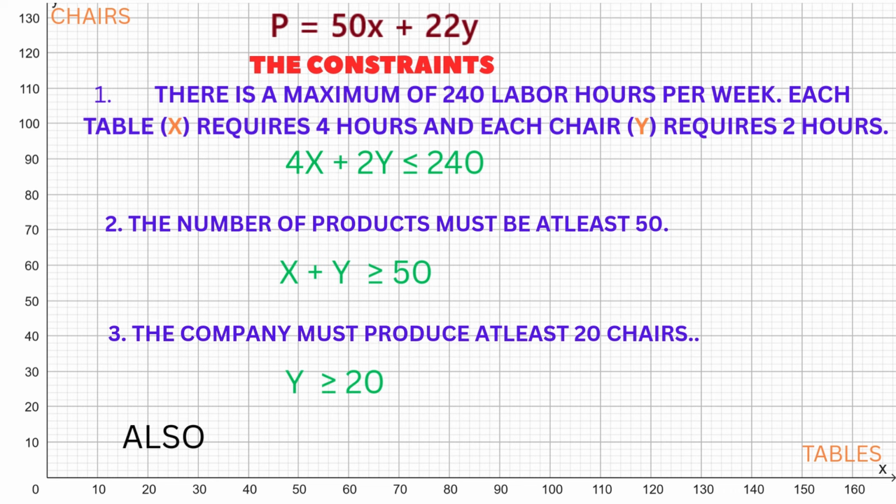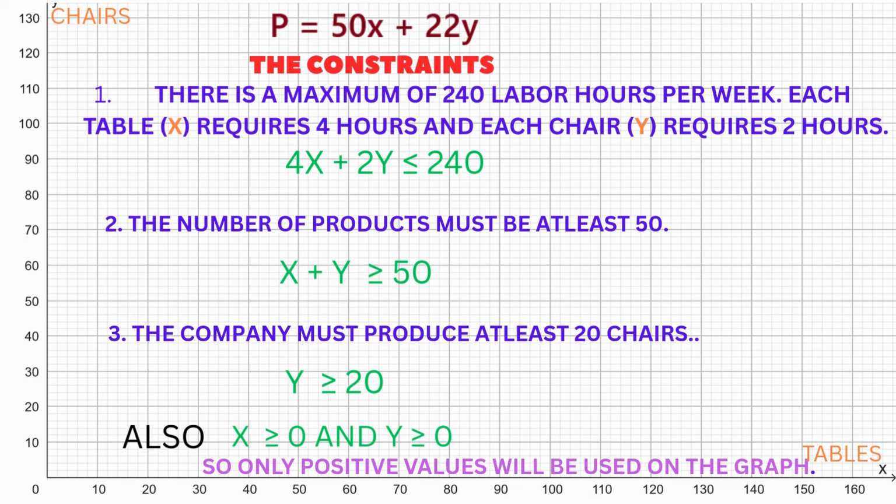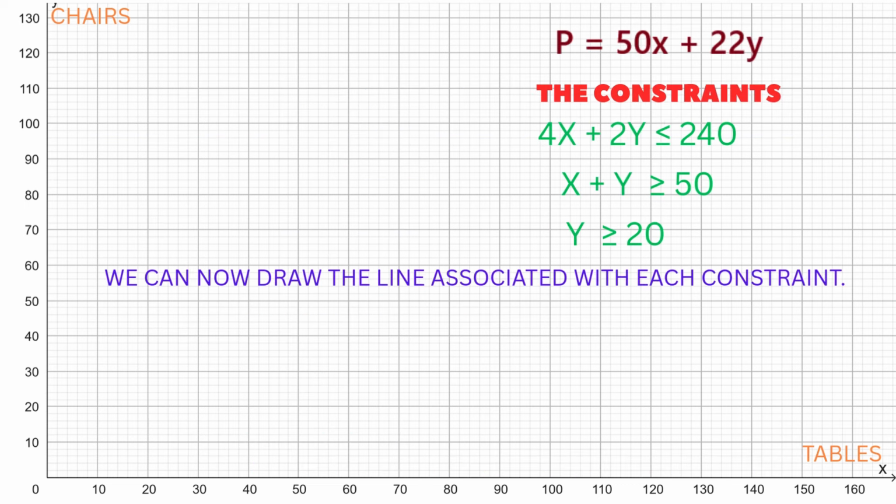Since we can't produce negative items, x is greater than or equal to 0, and y is greater than or equal to 0. These inequalities define a feasible region where the optimal solution lies. To find the combination of tables and chairs that will maximize profits, we need to graph these constraints on the coordinate plane. We'll do this by first drawing the line associated with each inequality.